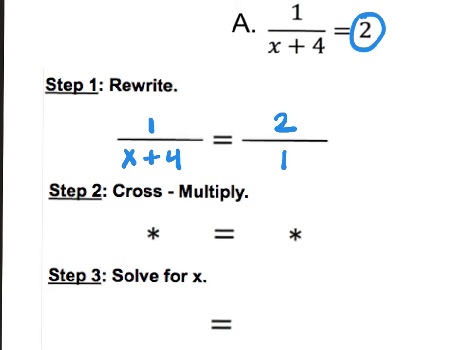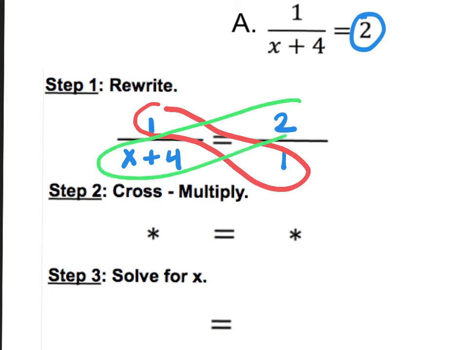From there, my next step is to cross multiply. So that means I'm going to multiply 1 times 1, and I'm going to do 2 times x plus 4. So here we'll have 1 times 1, and then 2 times x plus 4.